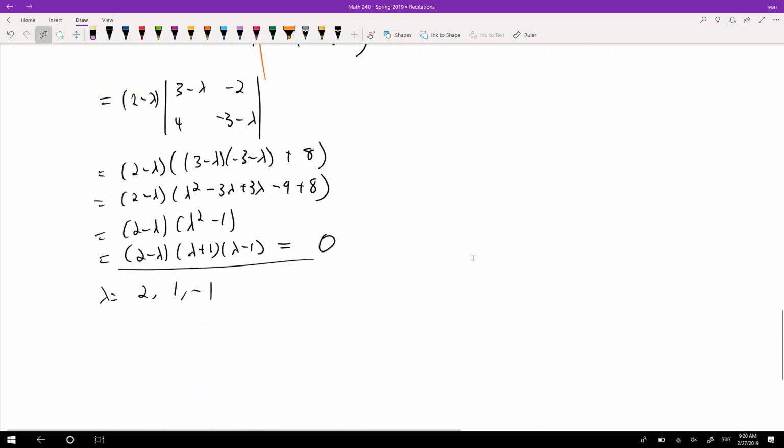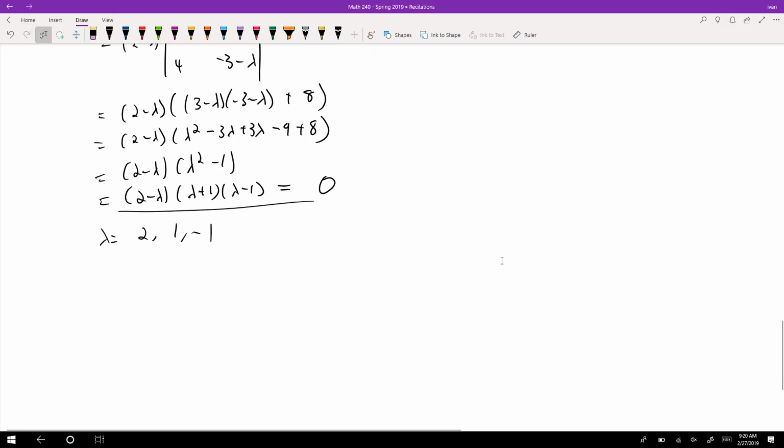What is the sum of your eigenvalues here? It's 2 plus 1 plus negative 1. It's also 2. So you do have methods to check yourself to see if you're getting the right eigenvalues. Get the right eigenvalues, because you're not going to get a lot of points on the exam if you get the wrong eigenvalues. All right, that ran over. Let's move on.